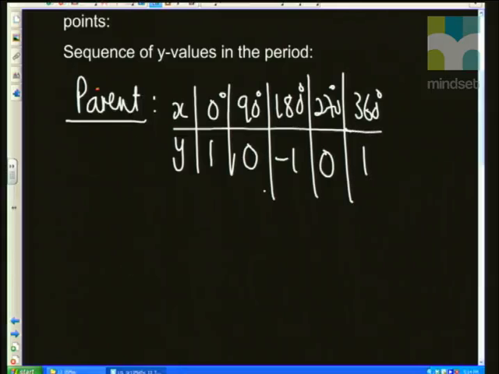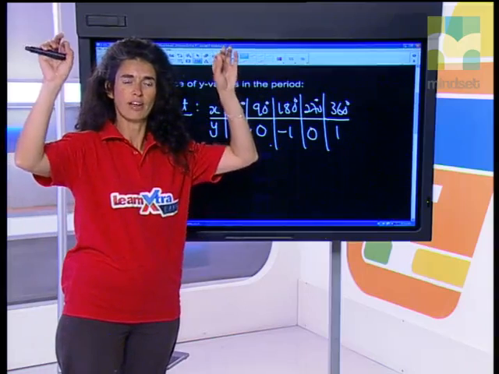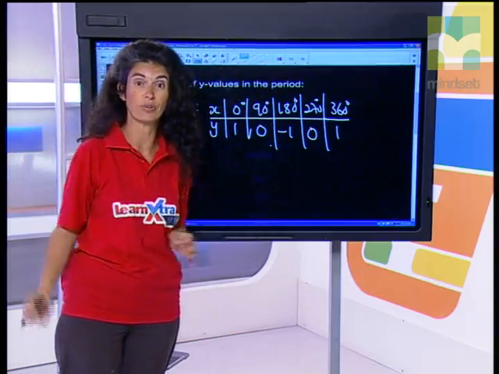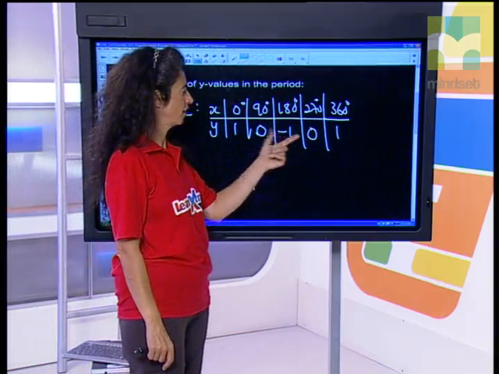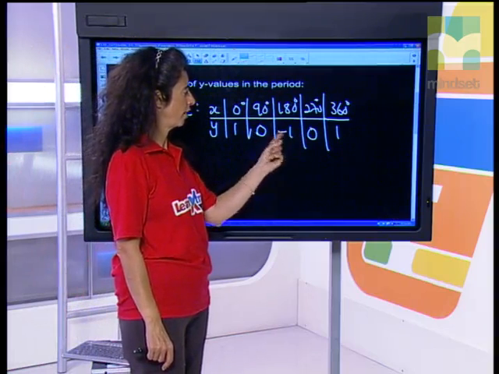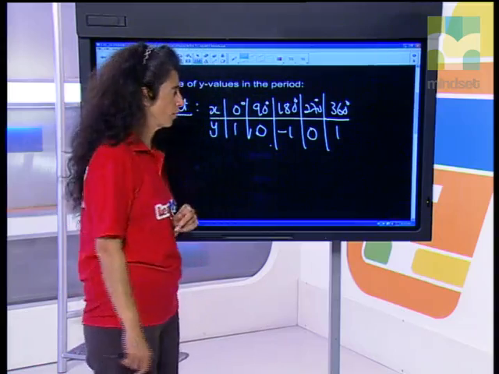and we then have two maxima, which is very different from our sine curve. We have two maxima at 1, but we still have a minima at -1. So we've got those maxima at 0 and 360 degrees. So every 360 degrees we have a maximum, and every 90 plus 180 degrees we're going to have a 0, and then we've got a minimum at 180 degrees.